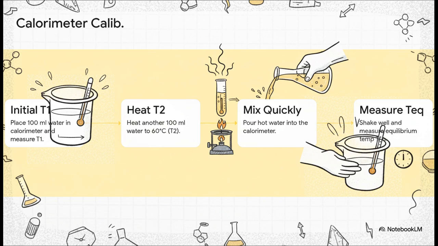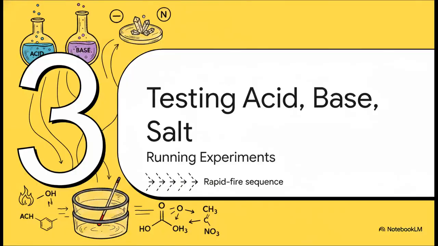By rapidly mixing the cold and hot water, we can figure out exactly how much heat the cup itself steals before we even introduce the chemicals. All right, moving right along to Section 3, testing acid, base, salt.